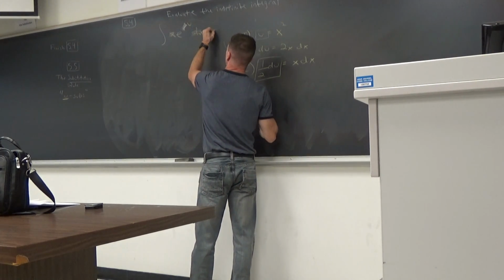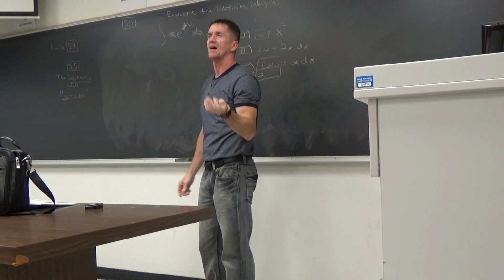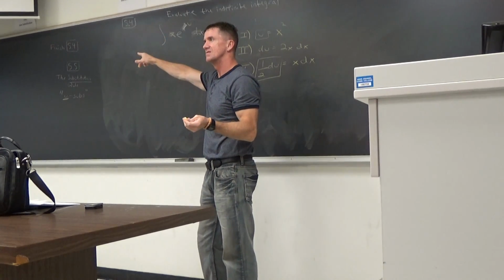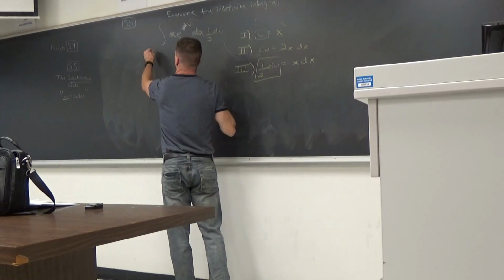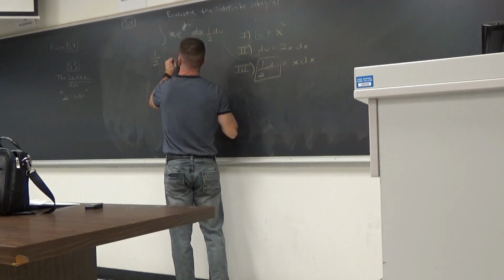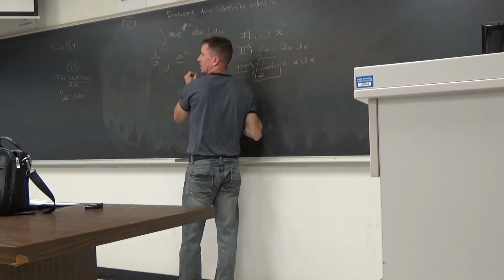I'll put it down here, but everyone remember our suggestion? Where should I put the half? Put it in front. Makes it look better, makes it smooth, right? So help me write this again. Put the half in front. 1/2 here. E to the U, no more x's.